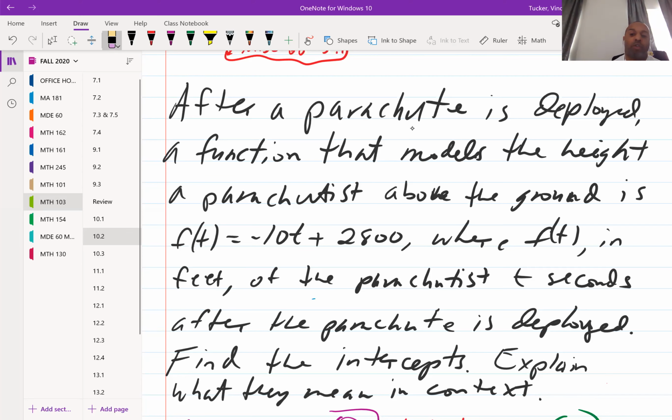All right. So it tells us to find the intercepts. Now remember, in order to find the intercepts, we let x, or the value we're plugging in, be equal to 0, solve for y, and then the other value, plug that in for 0 and solve for x.